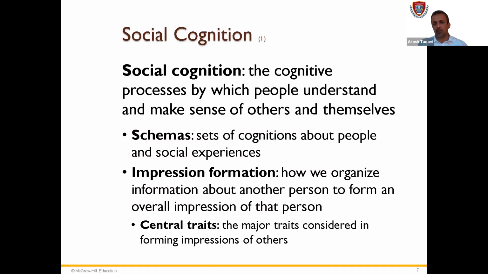Social cognition. In learning, the last phrase in psychology about learning is social learning. We have three types of learning: classical conditioning, operant conditioning, and social learning. Social learning is sometimes called observational learning.